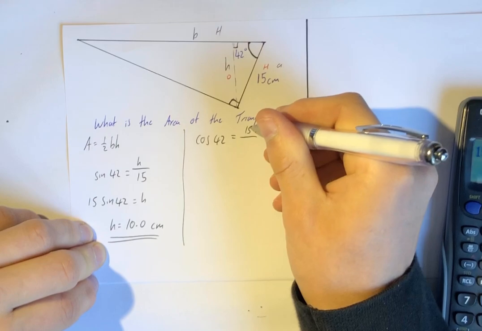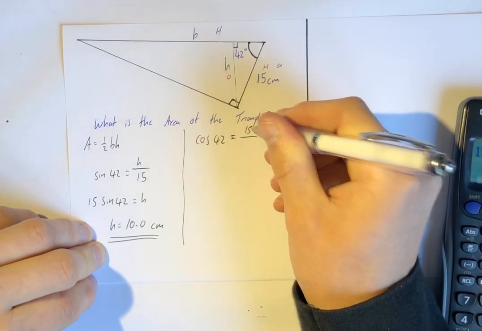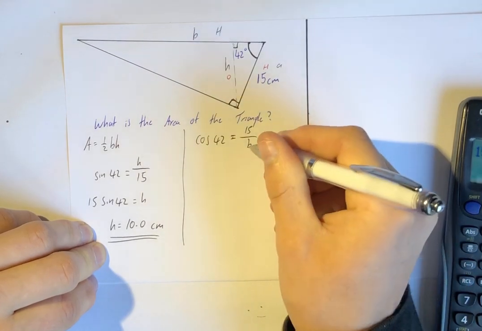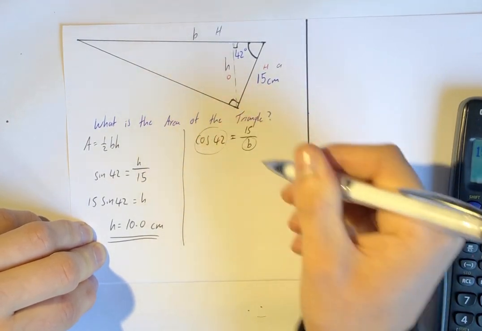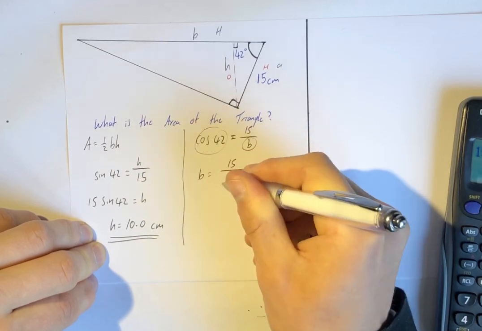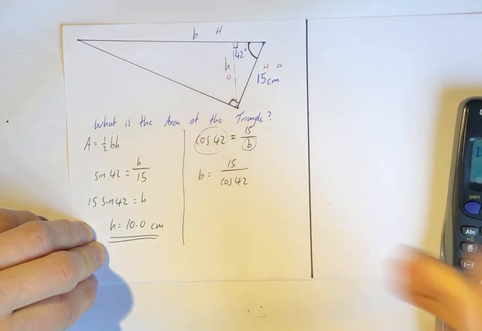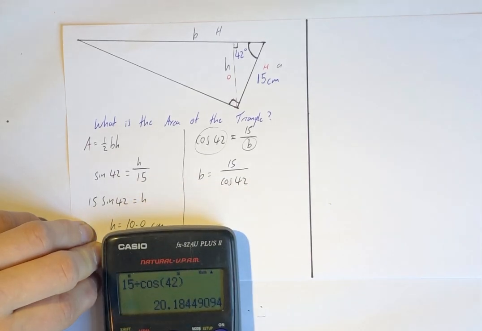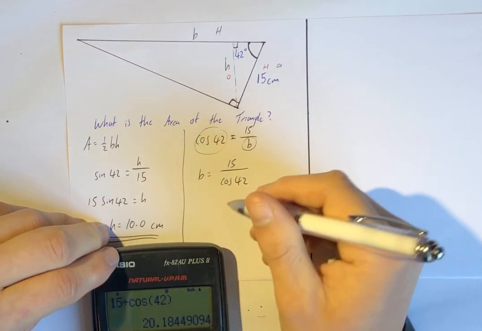And so what I've got here is 15 over, and I'm calling this B for the base. And so with my unknowns on the bottom, I can just do the switch. So B is equal to 15 over cosine of 42. Right, so 15 divided by cosine 42. Our base is 20.2 meters.